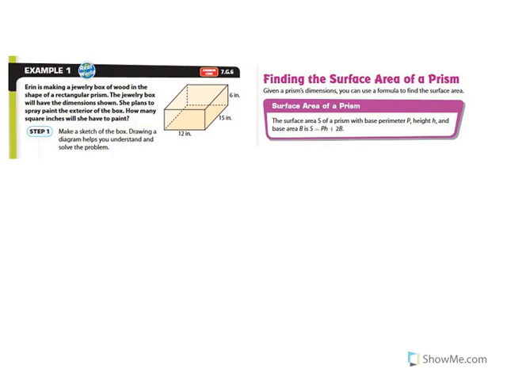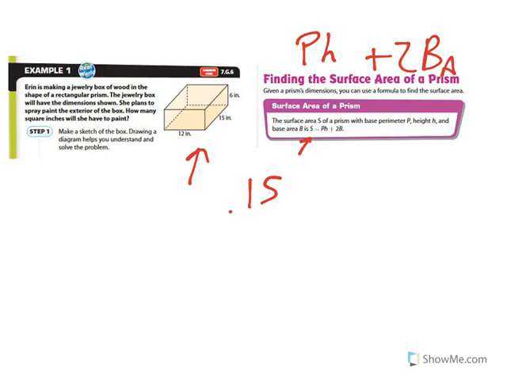Alright, so here's another example. Aaron is making a jewelry box of wood. We have our dimensions there, so let's use our formula again. So I'm going to rewrite it there so it's a little bit bigger. Alright, so perimeter of the base, we have 15 going across, and then 12 going this way.